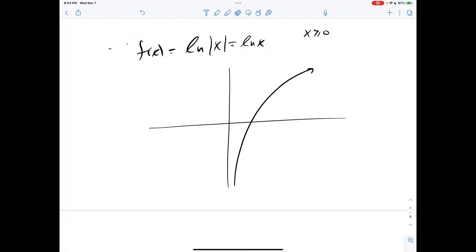Actually, I should not say greater than or equal to 0. I should say greater than 0. It can't be equal to 0 because it's undefined at 0. So if x is strictly greater than 0, our graph looks like that. You would just drop it.